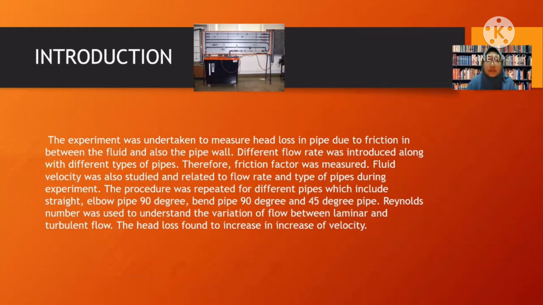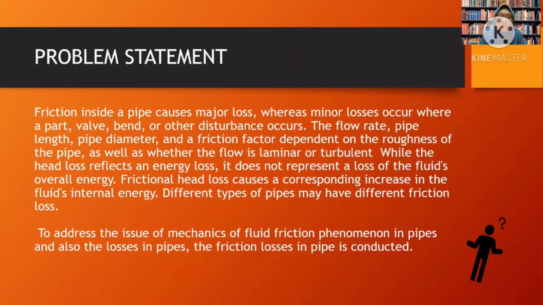The procedure then was repeated for different pipes, which include straight pipe, elbow pipe 90 degree, bend pipe 90 degree, and 45-degree pipe. Reynolds number was used to understand the variation of flow between laminar and turbulent flow. The head loss was found to increase with velocity. So I'll continue the presentation with the problem statement.